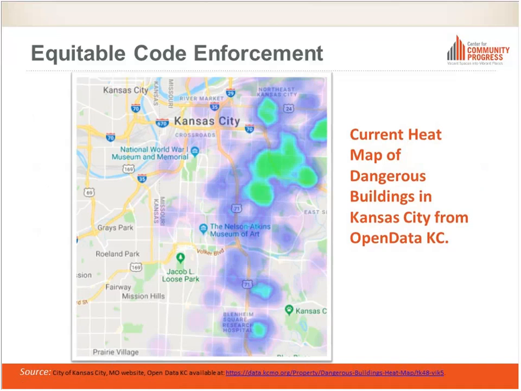And this slide shows the heat map of where dangerous buildings in Kansas City are located today. You'll note there's an overlap between some of those areas that were redlined and some of the areas in this map where there are still dangerous buildings. Equity requires us to recognize the impact of these entrenched policies and other laws in our history in order to ensure that we work to correct those and move past the mistakes that we've made in the past.